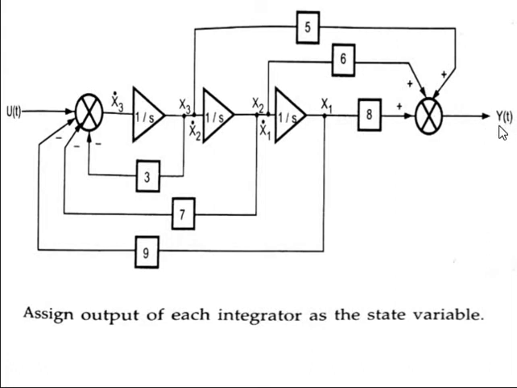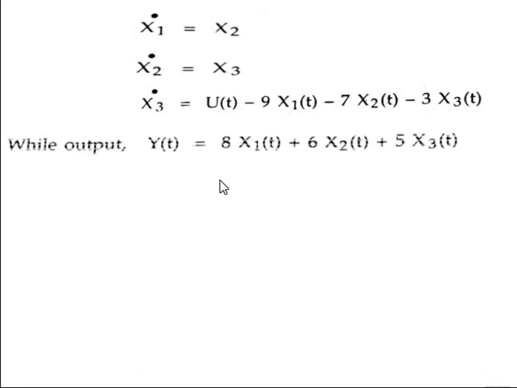And the output equation: y of t is this summation output. That means the summation inputs are 8 multiplied with x1 of t, 6 into x2 of t and 5 into x3 of t, all are plus values, so all are added. So therefore these are the equations. X1 dot of t is equal to x2, x2 dot of t is equal to x3, x3 dot of t is equal to u of t minus 9 into x1 of t minus 7 into x2 of t minus 3 into x3 of t, and output y of t is equal to 8 into x1 of t plus 6 into x2 of t plus 5 into x3 of t.